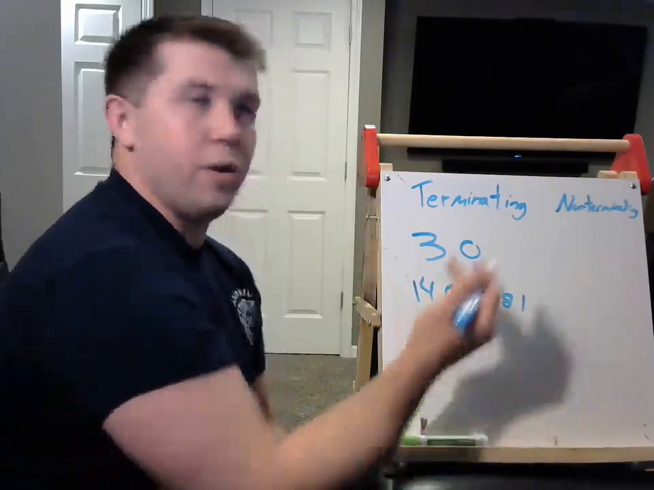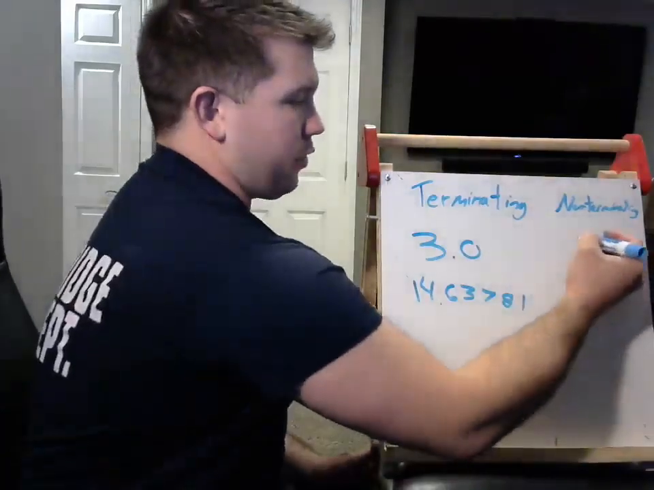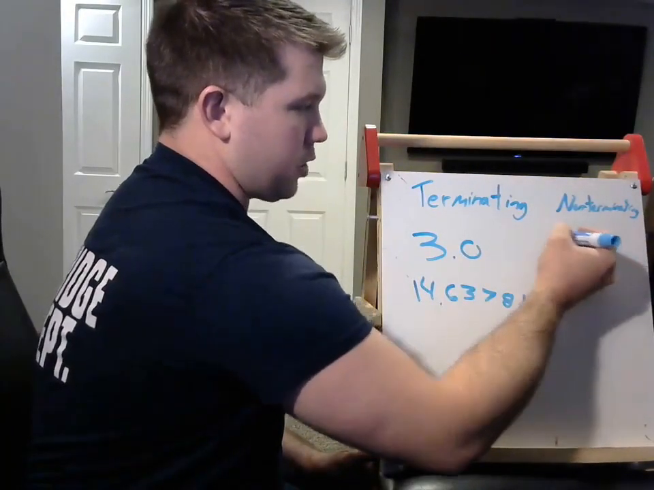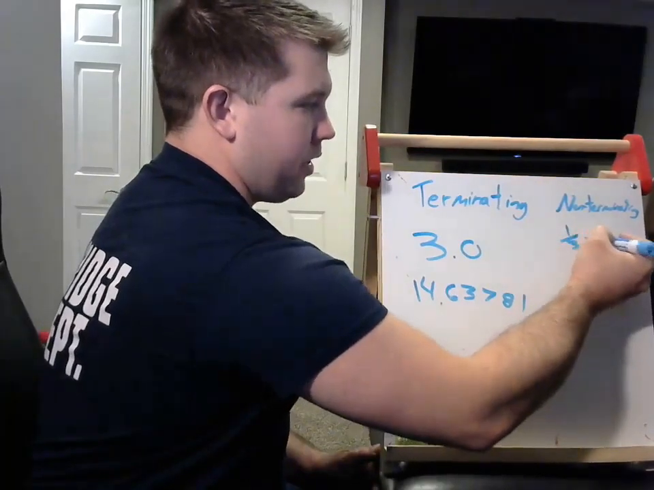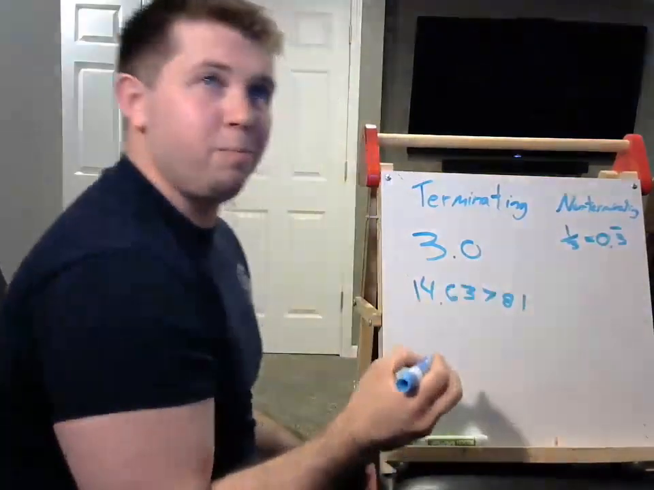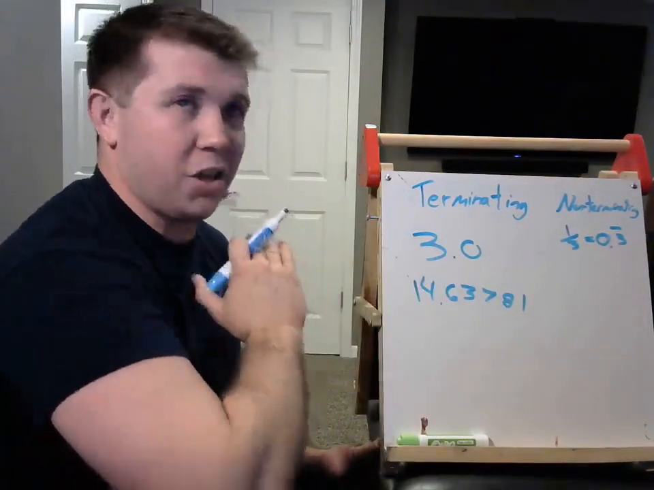All right, so non-terminating numbers, there's 2 types. You have repeating. Let's say, for example, I take 1/3 and actually divide it out. I end up getting 0.3 repeating. That's non-terminating because it goes on forever. It's a 3 forever.